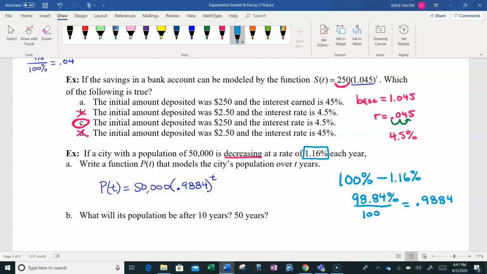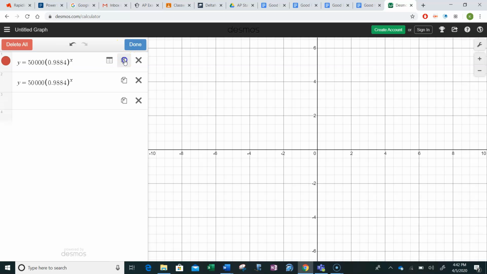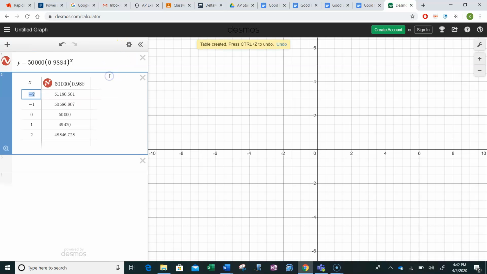All right, what will be its population after 10 years? After 50 years? So all we need to do is use Desmos, or for those of you who have a graphing calculator, use your graphing calculator, type this function in. I'm going to come right here if you're using Desmos, and I'm going to duplicate it. If you're using your graphing calculator, then just go to table. I want to find out what would the population be after 10 years.